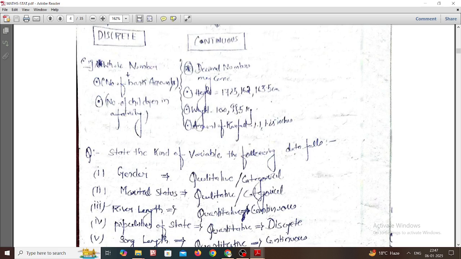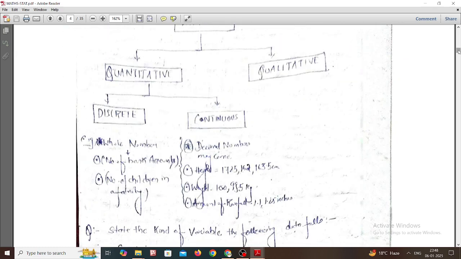Again, a continuous variable can be basically all the numbers, that is the whole numbers, and at the same time the decimal numbers are also included. The height can be 172.5 centimeter, it can be 162 centimeter, it can be 163.5 centimeter. Weight: a particular number as well as the decimal places are also considered. As you can see, weight 100, it can be 99.5 kg. Amount of rainfall 1.1, 1.25 inches. This 1.1 is in inches, or in the case of millimeters, millimeter rainfall is also calculated.